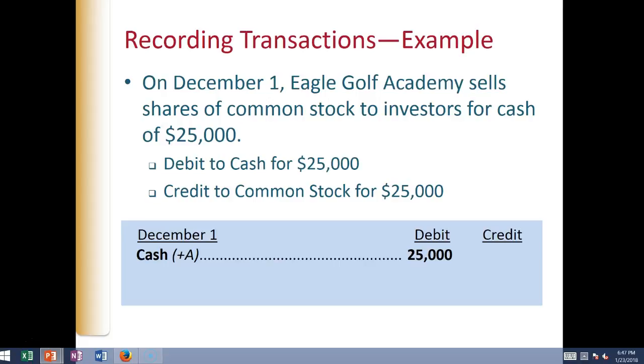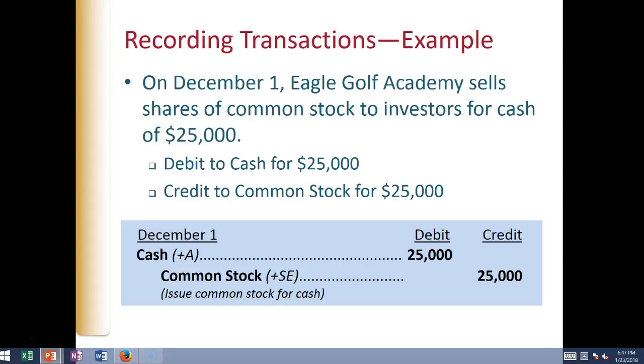Now what happens to common stock, guys? It increases. What's the normal balance of stockholders' equity? A credit. So do you see, if we debit cash, that goes up $25,000. We debit it. Common stock goes up $25,000. We credit it. Do we balance? Yes, dear.